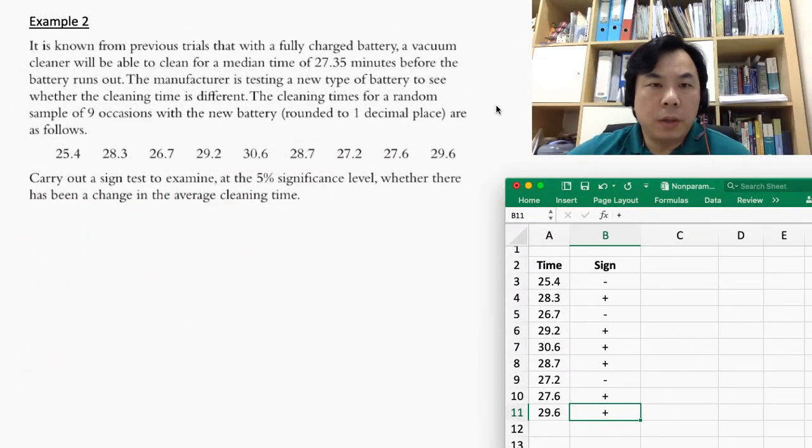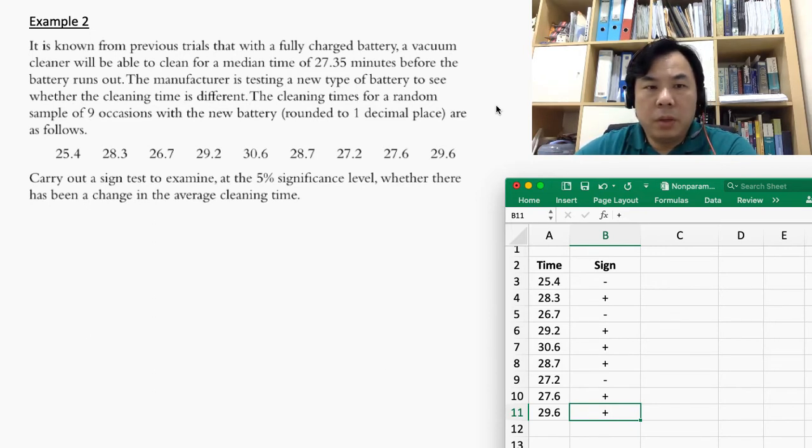All right. Let's look at the second example here. Now it is known from the previous trials that with a fully charged battery, a vacuum cleaner will be able to clean for a median time of 27.35 minutes before the battery runs out. Now the manufacturer is testing a new type of battery to see whether the cleaning time is different. The cleaning times for a random sample of 9 occasions with the new battery, rounded to nearest 1 decimal place, are as follows here.